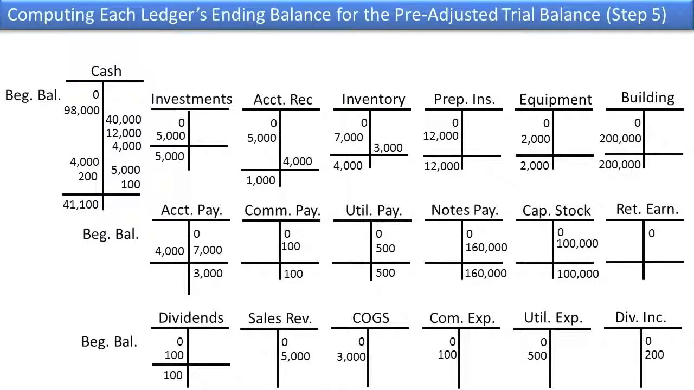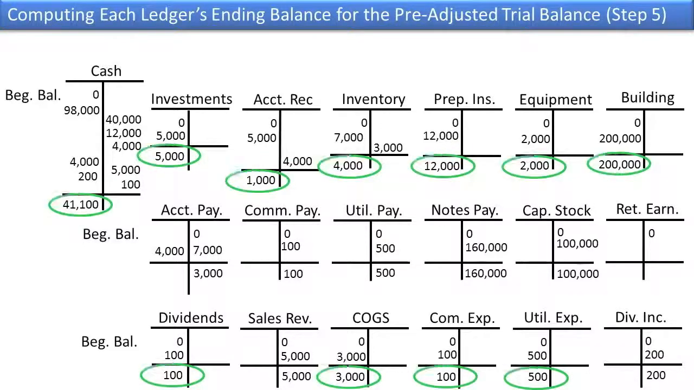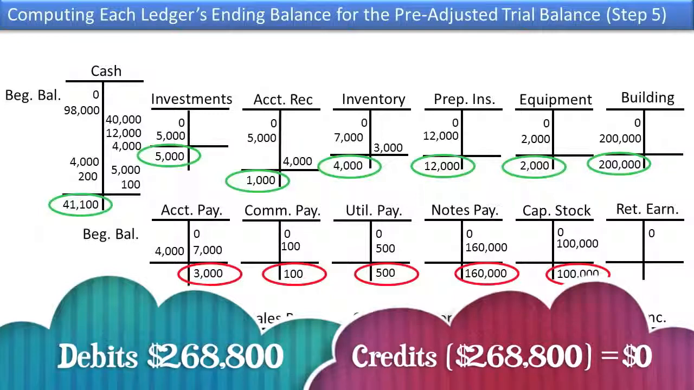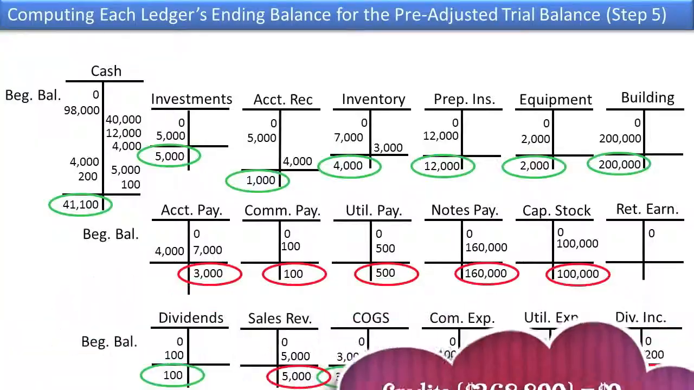Dividends, debit $100,000. Sales revenue credit $5,000. Cost of goods sold, debit $3,000. Debit commissions expense $100. Debit utilities expense $500. And credit dividend income $200. Now we have all the ending balances based on the original transactions, which we can then use to create the pre-adjusted trial balance. The way we'd prepare the pre-adjusted trial balance is we'd take all of the debits, list them out, and then take all the credits, list them out, and we'd take the total debits minus the total credits, and it needs to add up to 0. That would prove that debits do equal credits.